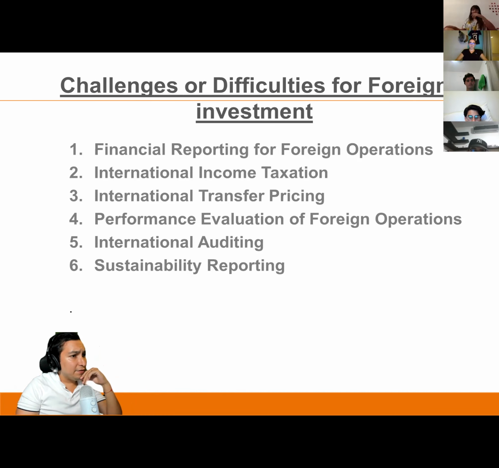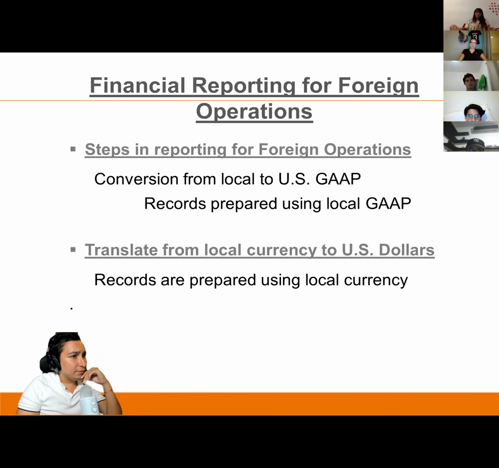What else do we have? International income taxation. Why international income taxation? It's a challenge, because countries have different treaties between themselves, and also the receiving country doesn't know how to tax if you don't specify, so it's a lot of hassle to do that. Yes, totally correct.